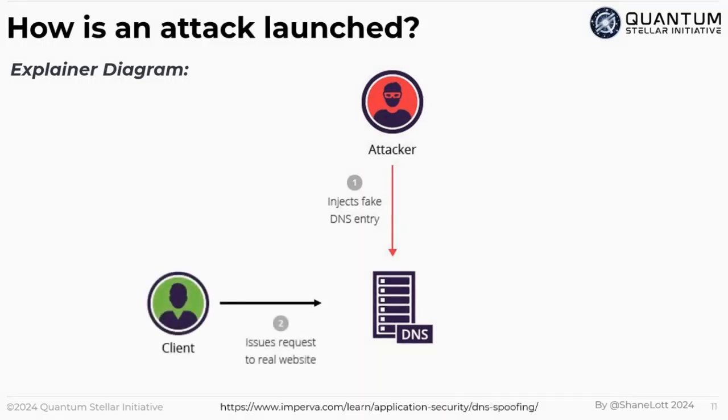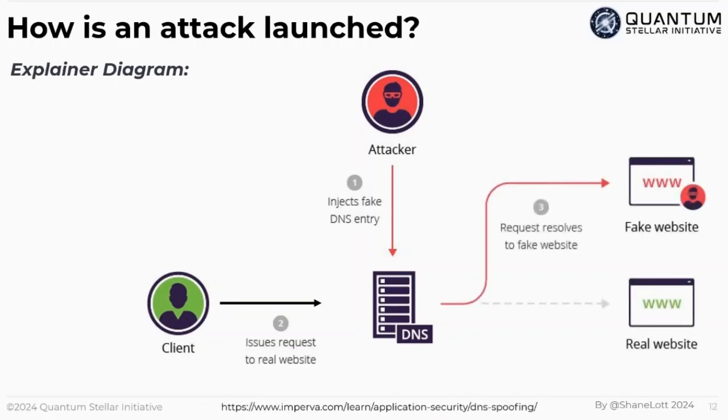Second, the client, you, the user, issues a request to the real web address, expecting it to perform as it normally would. However, the request is resolved to the fake website through the false DNS entry on that server. Instead of going through to the real website, it goes through to the fake website. Therefore, you think it's the right website, but it's not. Enter in your details or connect your wallet or perform the function, and they've got all your details.